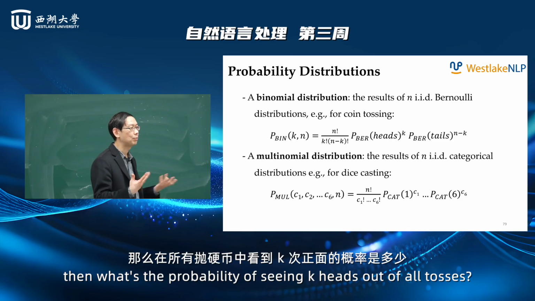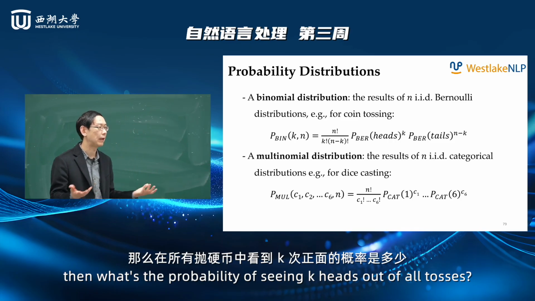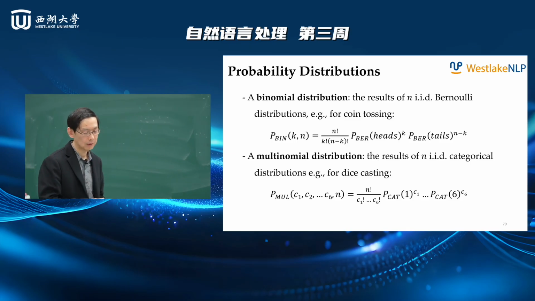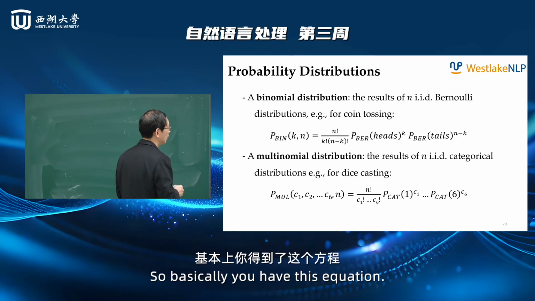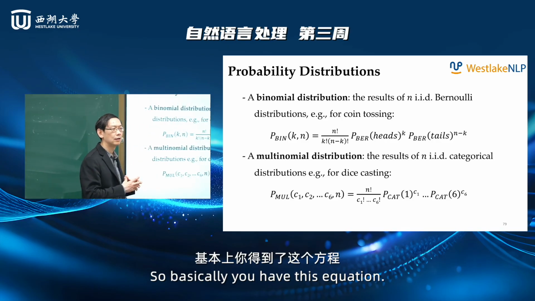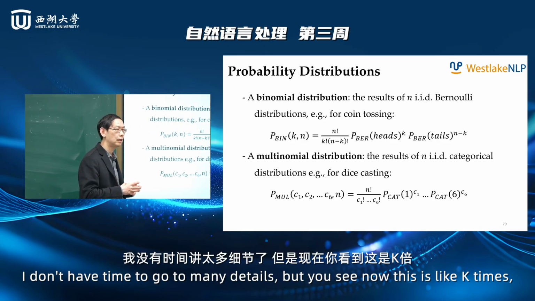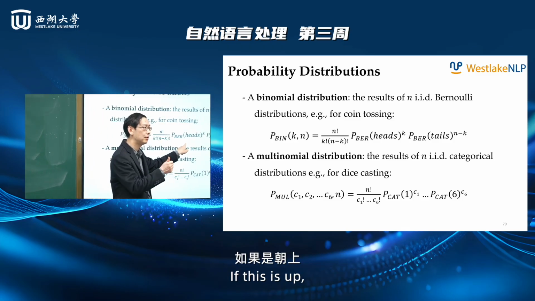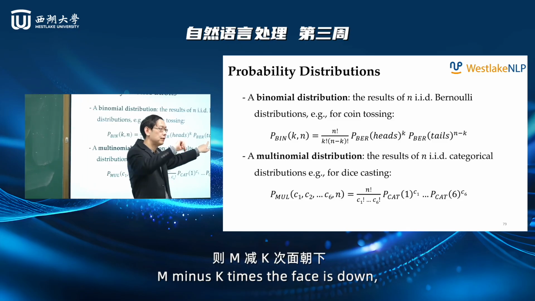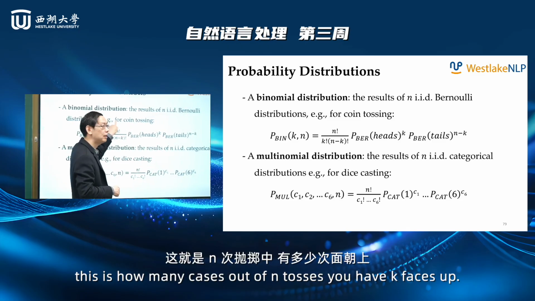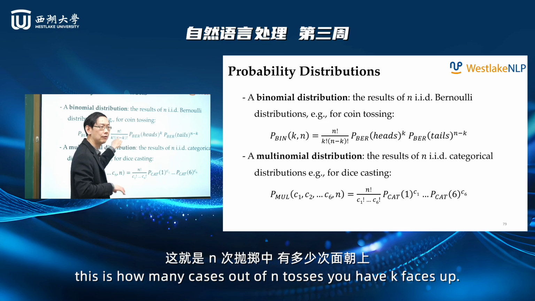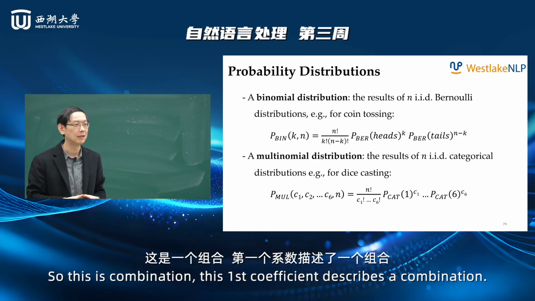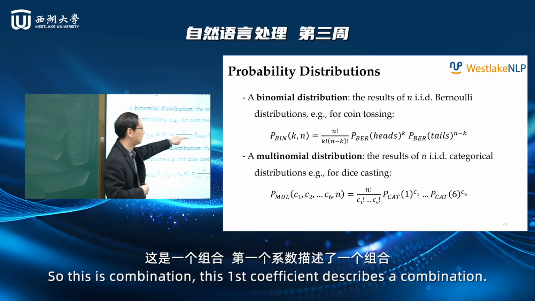Then what's the probability of seeing k heads out of n tosses? This is called a binomial distribution, right? So basically, you have this equation. I don't have time to go into many details, but you see, it faces up k times, and n minus k times it faces down. And this counts how many cases out of n tosses have k faces up. So this is a combination, and the first coefficient describes the combination.